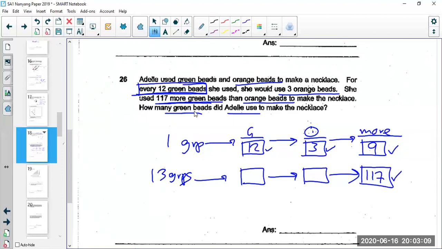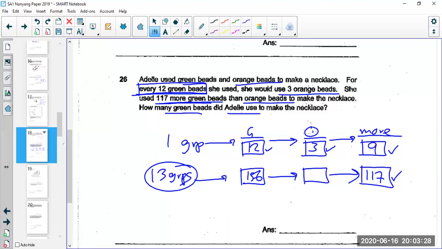So 13 times 12, you get 156. Right, 156 green already. So what's the lesson here? The lesson here is you make different kinds of make one group, then you find how many groups there are, which is over here, how many groups. And once you know how many groups, you can find how many green already.